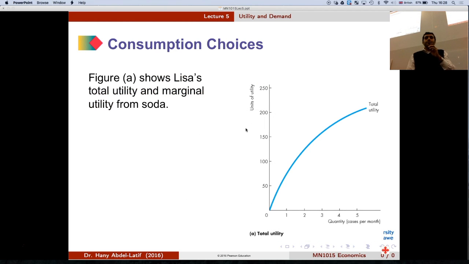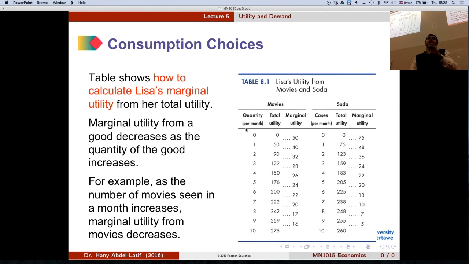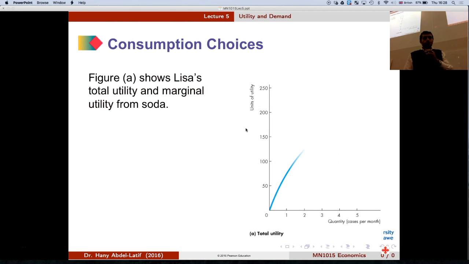So what you see now is the total utility, from the same table. What we're going to do is represent this in a graph. This will show you the total utility curve. On the horizontal axis, we have the quantity she consumed from soda.